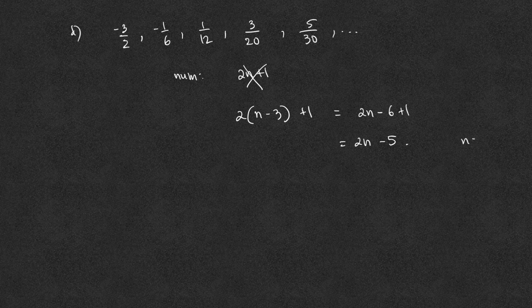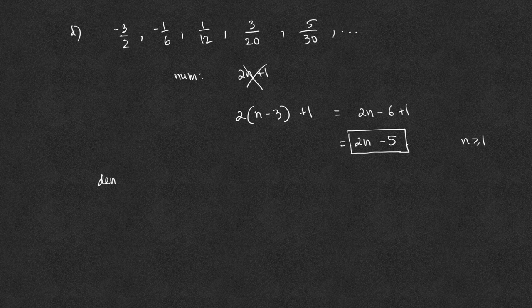If we start with n equals 1, then 2 times 1 is 2, 2 minus 5 is negative 3 in the numerator. And then when n equals 2, 2 times 2 is 4, 4 minus 5 is negative 1. When n equals 3, 2 times 3 is 6, 6 minus 5 equals 1, and so on. So the formula for the numerator only is 2n minus 5 when n starts with 1.